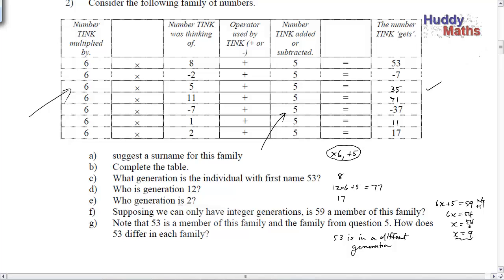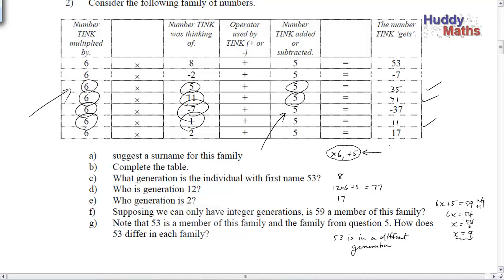Here's the first entry that was missing. 6 times 5 plus 5. Read it here. 6 times 5 is 30 plus 5, 35. And then the next one, 6 times 11, 66 plus 5, 71. 6 times neg 7, neg 42 plus 5 is neg 37. I think that one was already there. Then 6 by 1 is 6 plus 5 is 11. So I think there were only 3 entries. That one was already there. So you get the idea of generating family members by different generation numbers using the same surname.